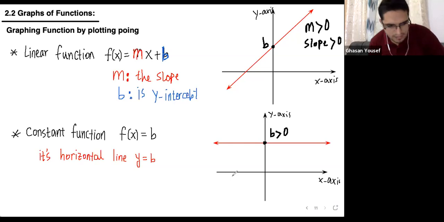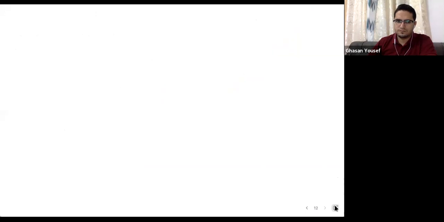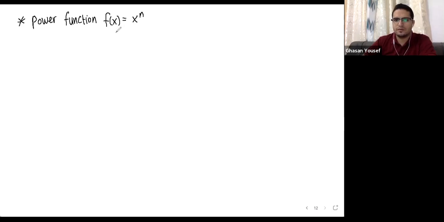The third function is the power function, f of x equal x to the power n. So any function like this looks like a parabola if n is even, like 2 or 4 or 6, 8, it will be like a parabola, like a cup. And if n is odd, it will not be a parabola, it will be a different shape. We're going to talk about this later.